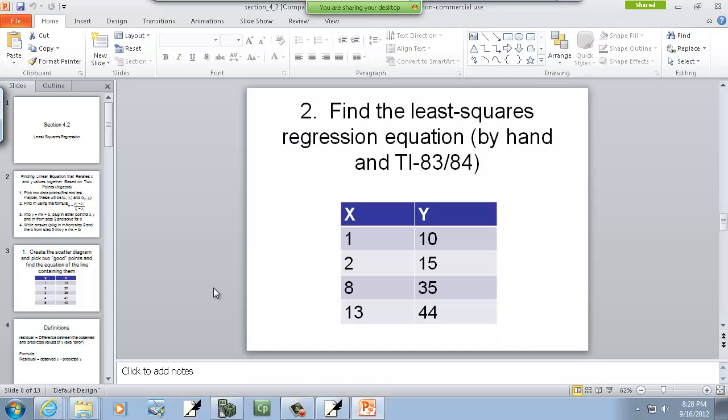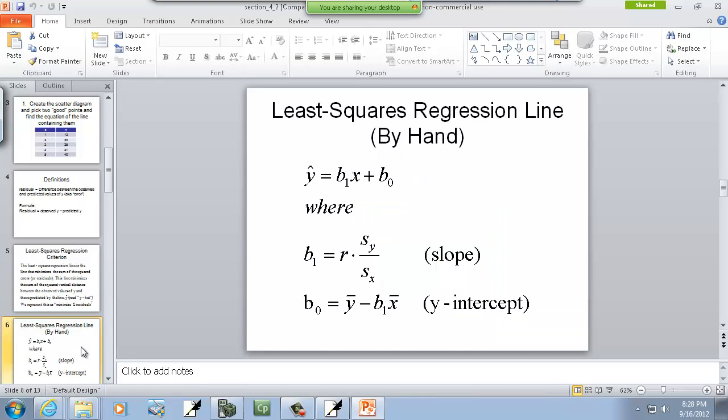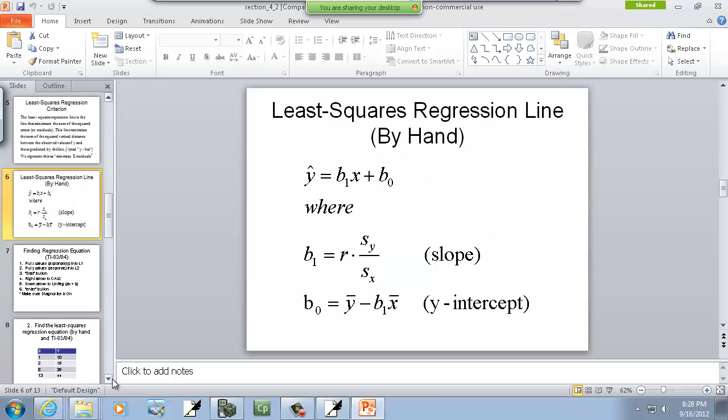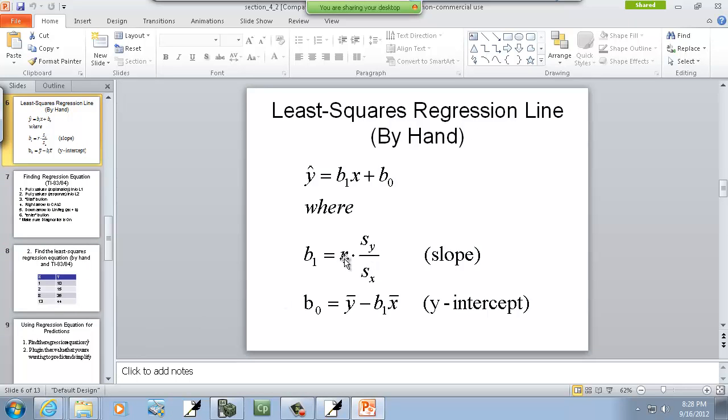And we're going to want to use these formulas to find our least squares regression line. Okay. So y hat is equal to b1 x plus b naught, and we need to find b1 and b naught. Within that, we're going to have x bar, y bar, s sub x, s sub y, and specifically r. So let's go through here first.